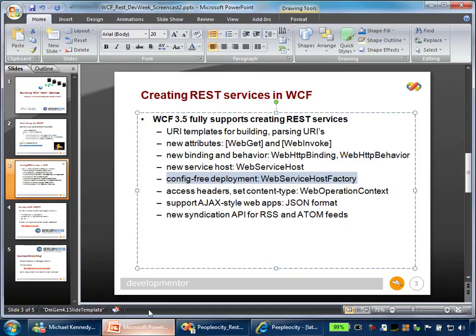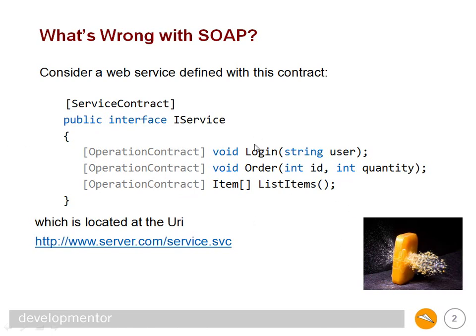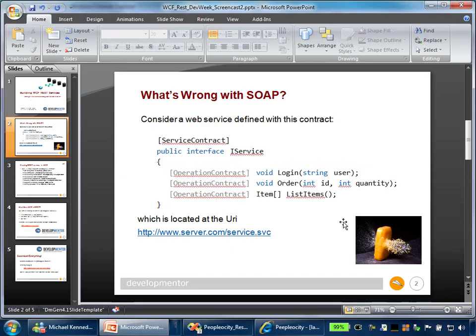So to bring this back to our example back here, when we talked about how do we distinguish login and order from list items, we could use WebGet for our list items and WebInvoke with either put or post, depending on what we're trying to do, for login and order. And that would tell the whole web infrastructure that these are really different types of operations. List items is a read-only, idempotent type of operation, whereas login and order alter the state and should not be cached.